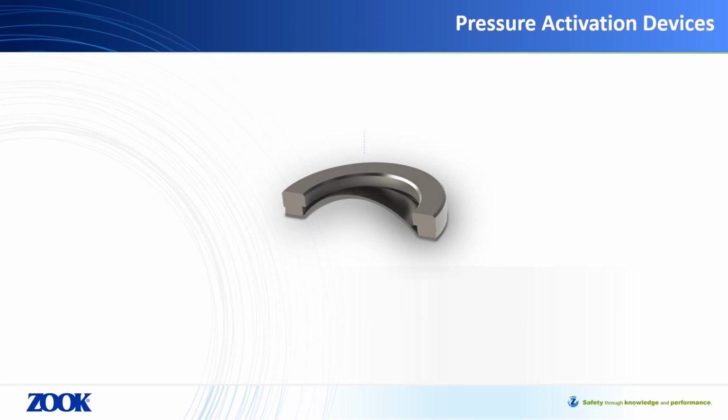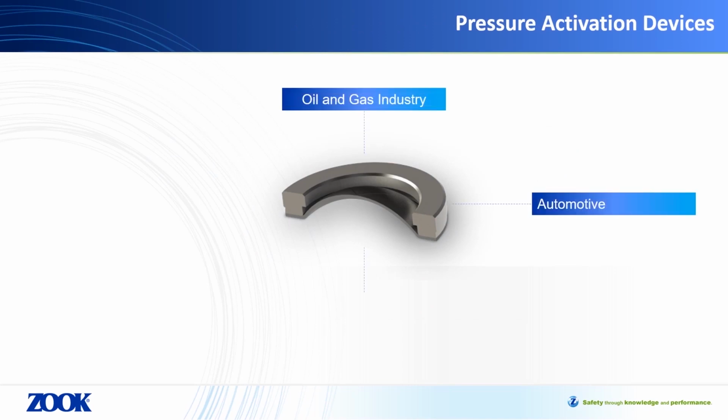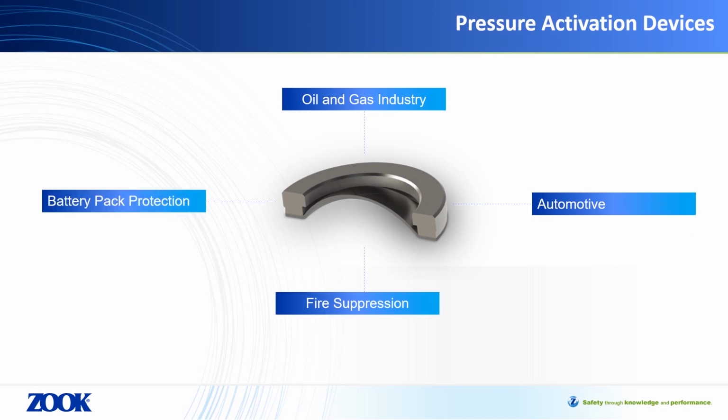Pressure activation devices have been used in the market for some time now and are specifically useful in various downhole oil field applications. In addition to oil field, the automotive industry utilizes rupture discs in airbag systems, fire suppression, and battery pack protection as a few examples.